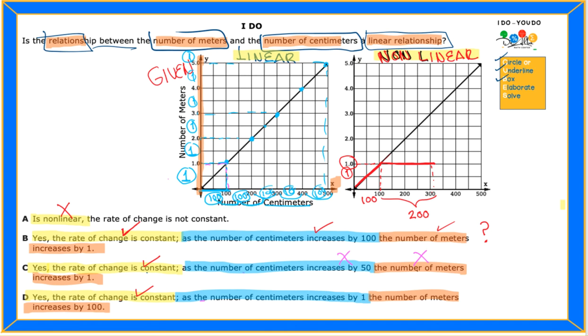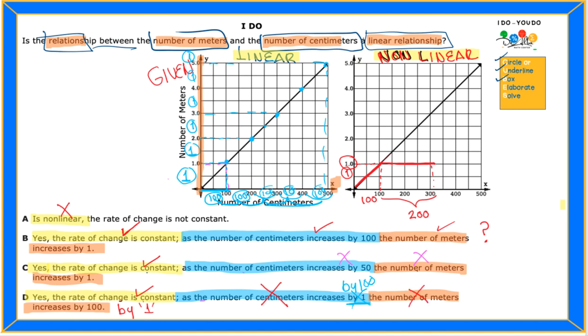Look. No, they increase by 100. They increase by 100, not by 1. So I'm going to say this statement is not right. And then they said that the number of meters increases by 100. Hey, I'm going to come here to my y-axis where it reads number of meters. They don't increase by 100. They increase by ones. Look, right here. So this section is incorrect.